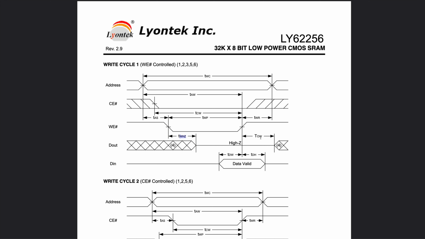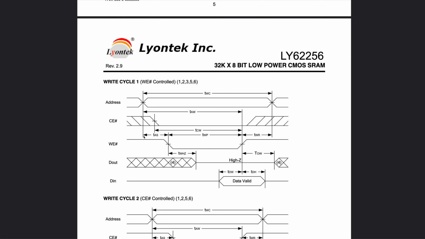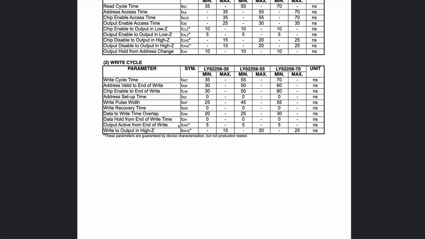So TWHZ and TOW we are not going to be using because these are related to what happens if you leave output enable high before or after a write, and we're not doing that. Then we have TAS, TWP, and TWR. These regulate how the write enable pulse can behave as it relates to the address bins. TAS is the address setup time. That's a minimum of 0. TWP is the write pulse width. That's going to be a minimum of 45 nanoseconds. And then TWR is the recovery time. That's going to be 0 at the minimum.